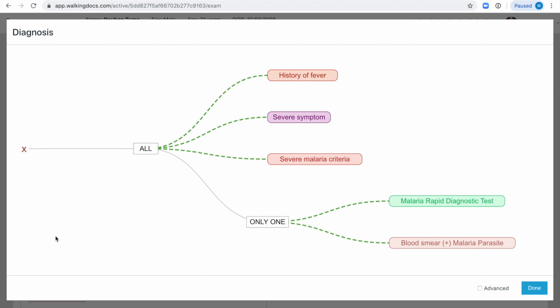Here, the diagnosis of severe malaria depends on a history of fever, a history of a severe symptom, one of the WHO severe signs, and either a rapid diagnostic malaria test or a blood smear confirming presence of the parasite. Notice the user has done both.